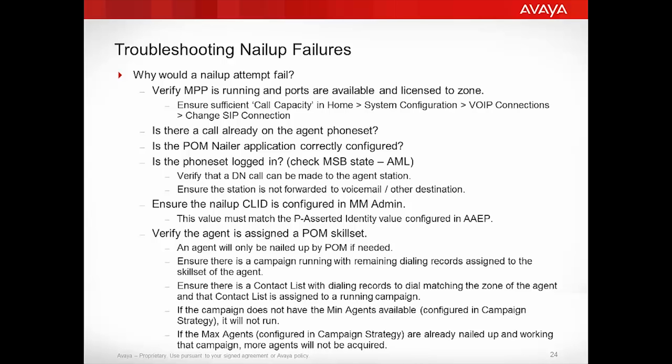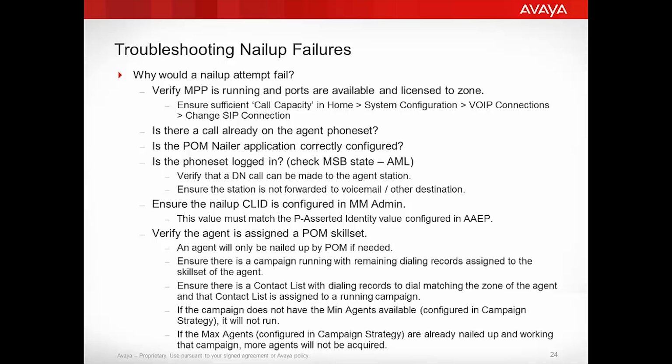Ensure that the Nailup calling line ID is configured in admin. This must match the P-Asserted-Identity value that we configure in Experience Portal. We need to verify that the agent is assigned to a POM skill set. Remember that an agent will only be nailed up if POM requires that agent. So there must be a campaign running, and it must have dialing records remaining that are assigned to the skill set of the agent.